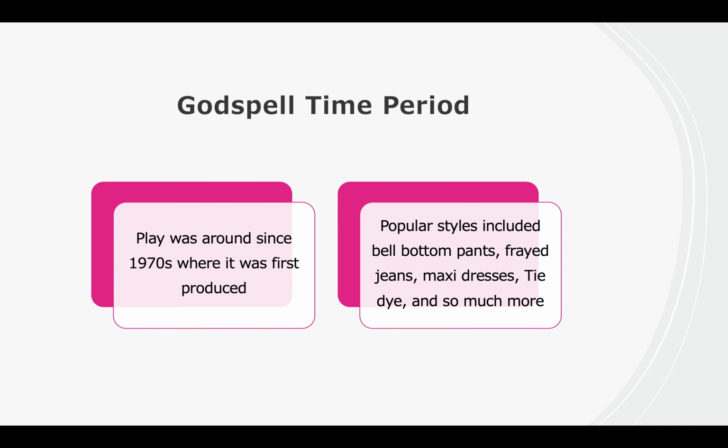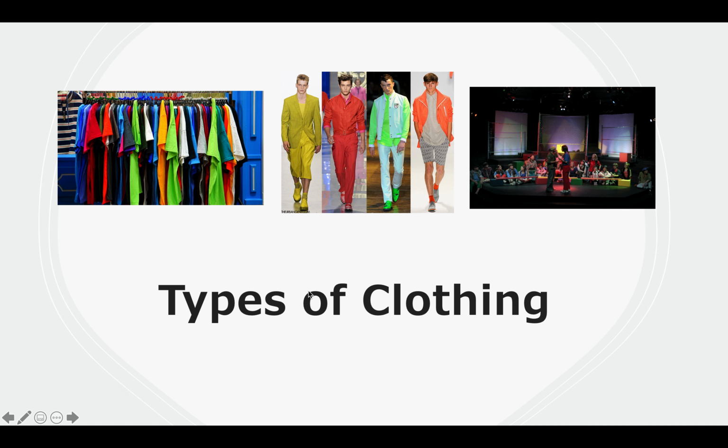So we're going to move on to types of clothing. Obviously, for this production it's definitely bright colors, as you can see over here, a lot of neon. And this is actually an example of Godspell. Look how bright the colors are, which I love how it just pops out, because I definitely think that this production is just like that.